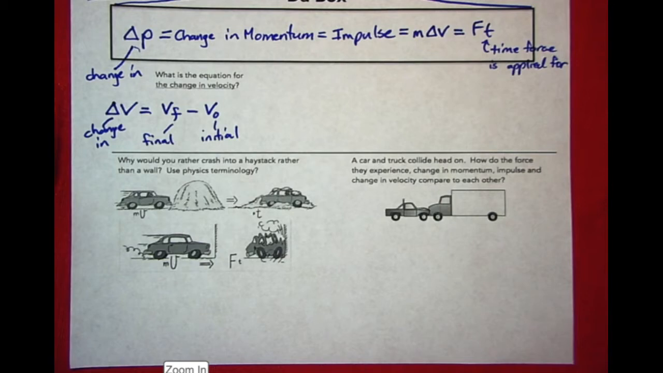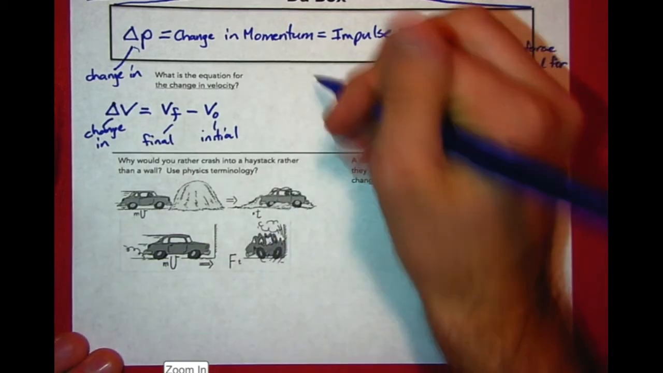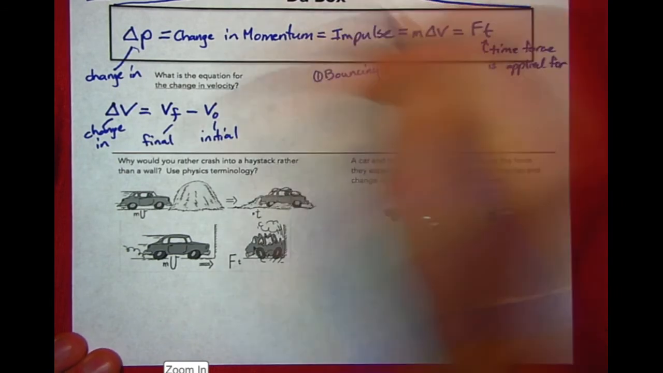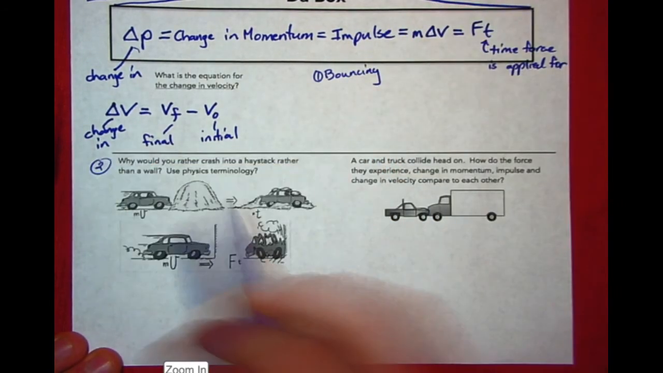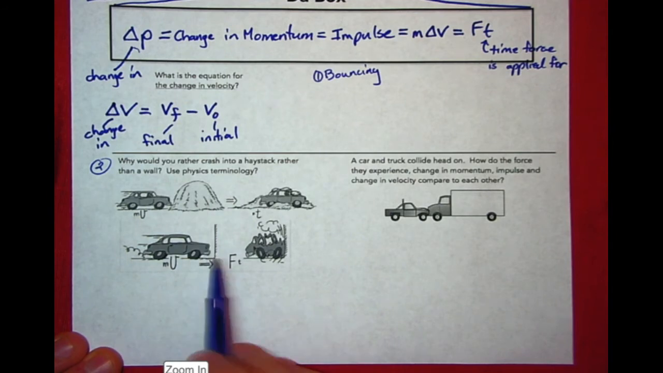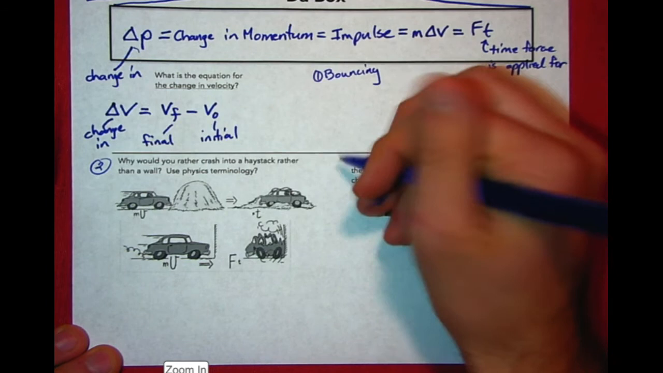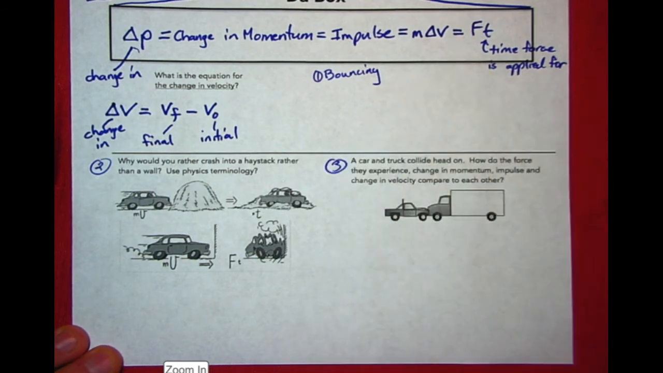On momentum. And these are going to be more extension problems. So we're going to be looking at a problem of bouncing. We're going to be looking at a problem of comparing an object colliding with a haystack versus a wall. And then finally, the change in momentum between a car and a truck. So let's look at our bouncing scenario first.